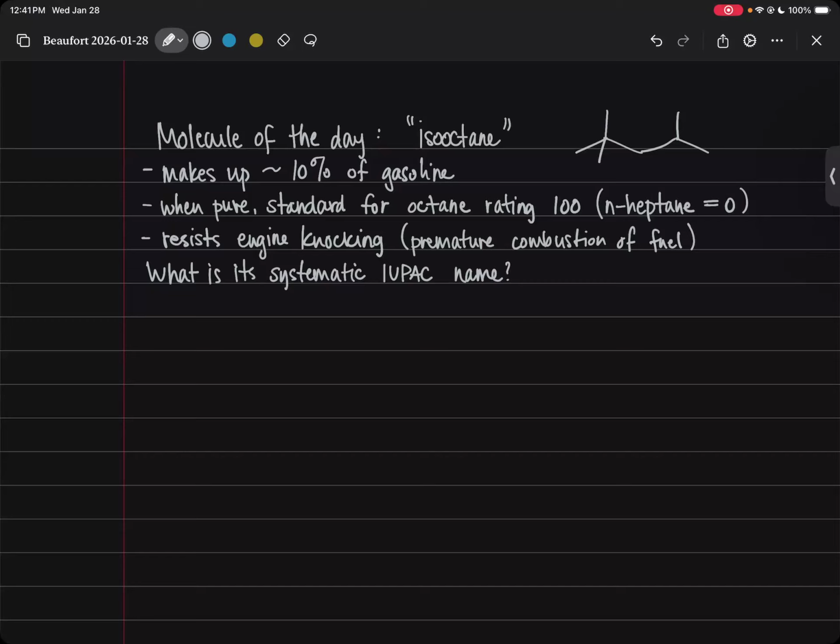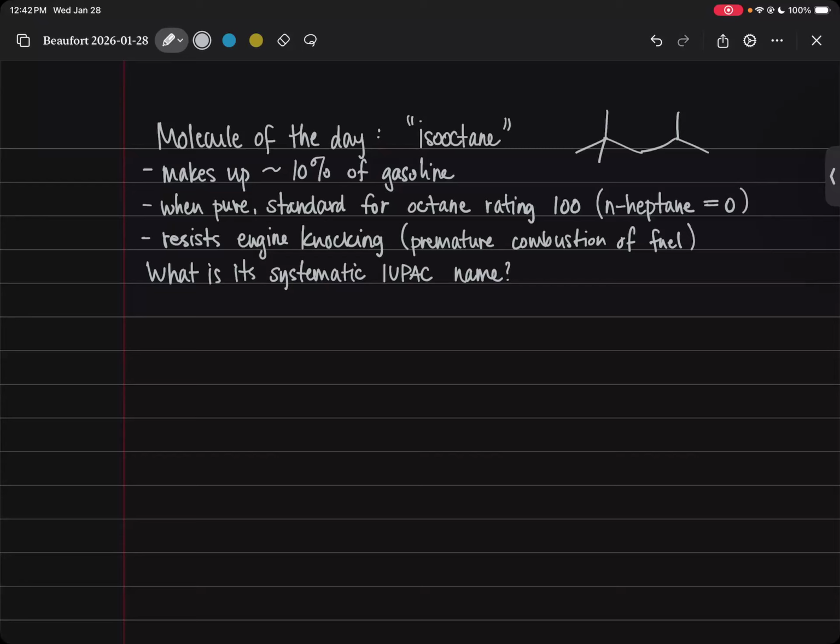Diesel fuel, on the contrary, you want to combust more easily under compression in an engine. And so diesel fuel has a really low octane rating. So that's where the term octane comes from.